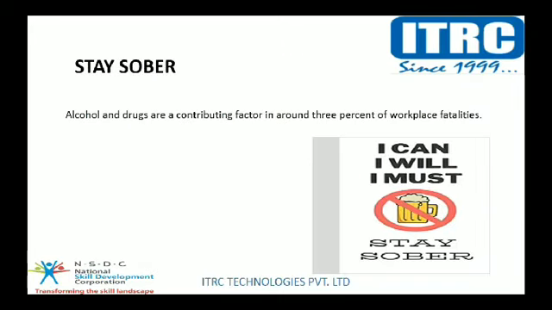Now, coming to a very important point, that is stay sober. Do not mix working with unsocial activities like drinking and use of drugs, because taking of this will make a person unconscious and increase the chances of risk at workplace. Also, such activities affect the work culture and put bad effects on co-workers.